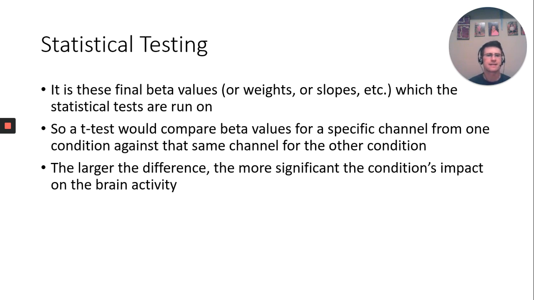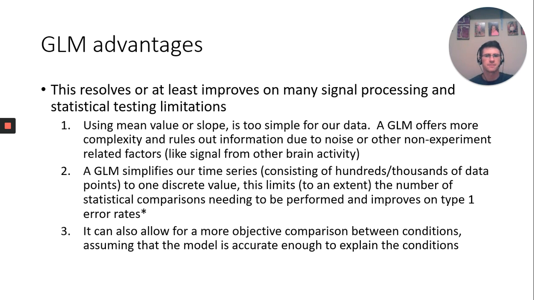And again, the T test, say with two conditions, would compare beta values for a specific channel from one condition to that same channel in the other condition. And you do that for all channels. So again, you still have a lot of comparisons, but it's far fewer than you would have had. The larger that difference between conditions, the more significant the condition's impact was on the brain activity.